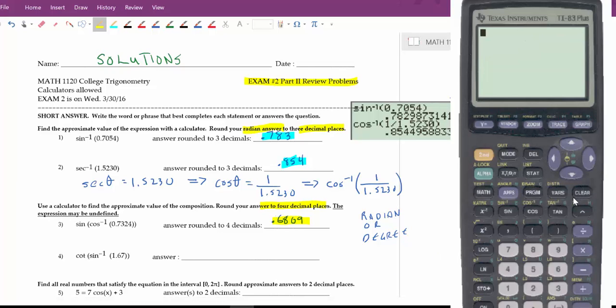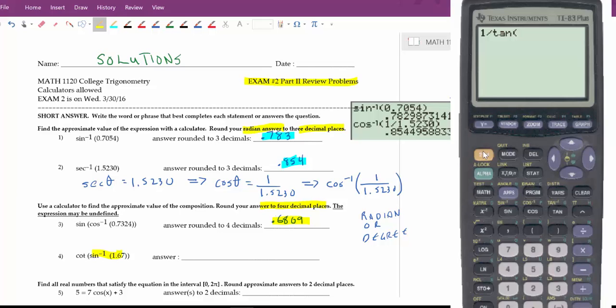Now the next one, since you don't have a cotangent button on your calculator, you have to put this in basically like this. You have to say 1 over the tangent. That's how you put a cotangent in. Then you put this part exactly the way it is.